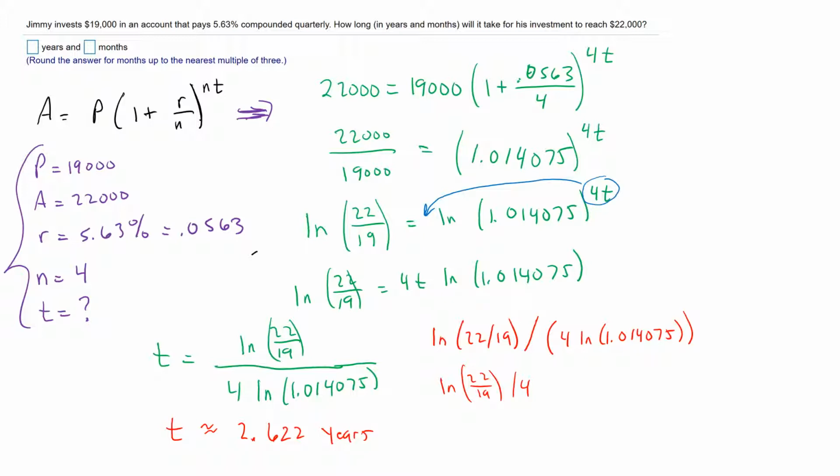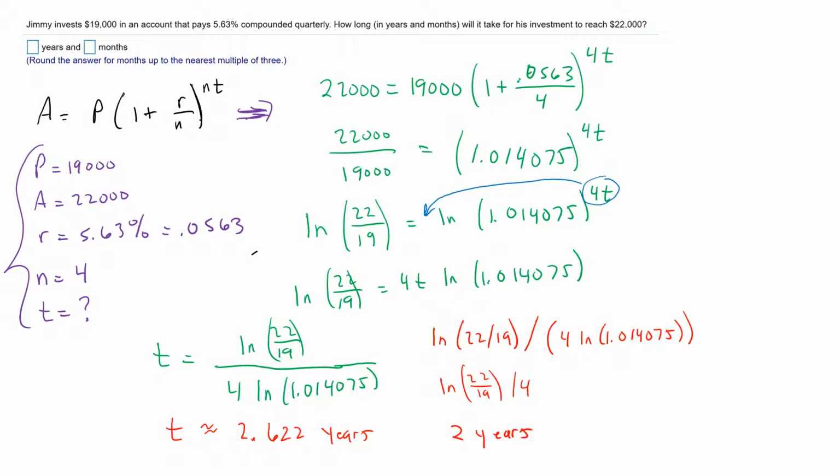But Jimmy only gets his interest quarterly. He only gets interest every 3 months. When we're told that interest is compounded quarterly, what that means is every 3 months your interest is added on. So for example, whether someone withdraws their money at 2 years or 2 years and say 2 months, it'd be the same, because you wouldn't get your interest added on until the end of that 3-month period. So they also want me to convert this into years and months. So the official answer is 2 years.